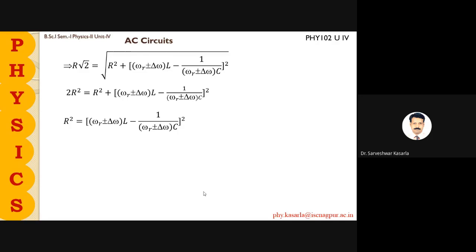Okay. Then further, what we can do? We can take the root. Okay. So if you remove the square term, okay. So then that will be equal to R plus R is equal to omega R delta omega L minus 1 upon omega C like this.